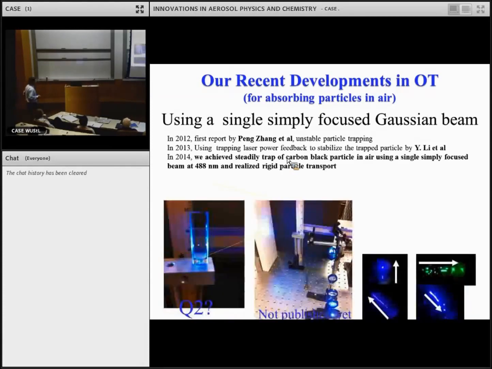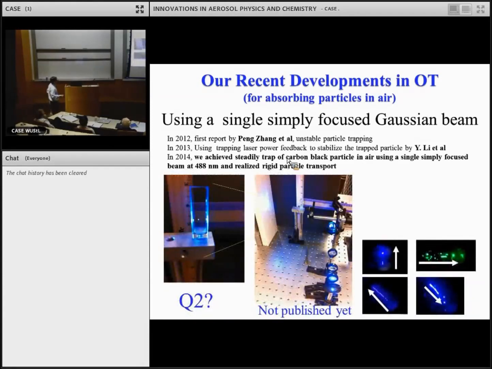The setup is very simple. The CW 480 laser beam passes through a couple of lenses, is directed by this mirror, and is focused directly through this lens into the trapping sphere here. The single particle is trapped in the air rigidly.